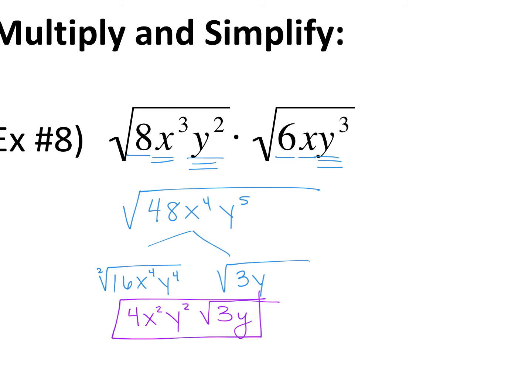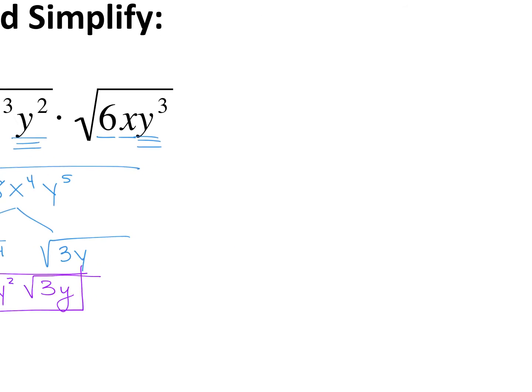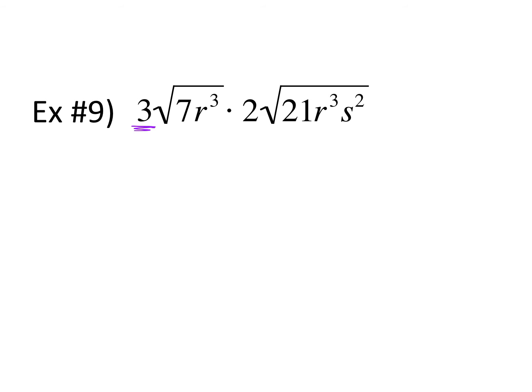Number 9. Number 9 gets a little bit fancier because now we have numbers out in front. Okay. So those numbers you can multiply. So just multiply that right off the bat. 3 times 2 is 6. And then this is a square root. So you're going to go 21 times 7, which is 147. R to what power? The third and the third would be r to the sixth, and then s squared.